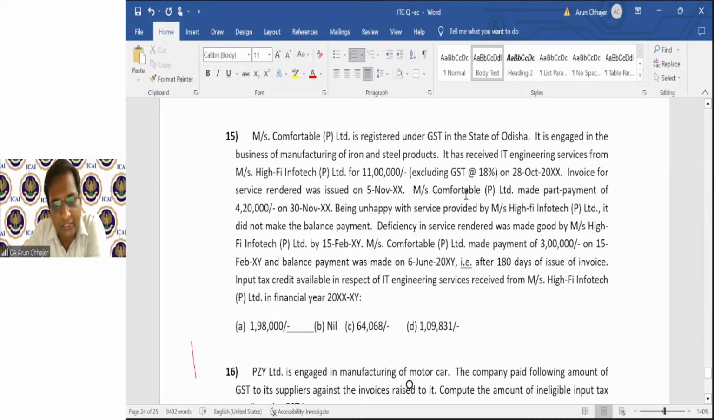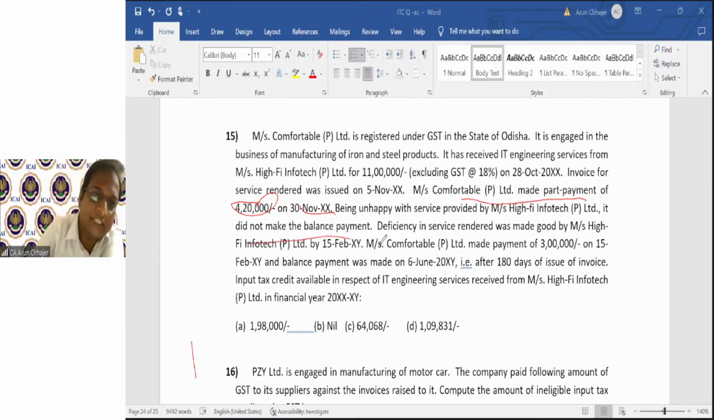Comfortable Private Limited is registered in the GST in the state of Odisha. It is engaged in the business of manufacture of iron and steel product. It has received the IT engineer service from Hi-Fi Infotech Private Limited of 11 lakh, excluding the GST. Invoice for service rendered was issued on 5th November. Messrs Comfortable made the part payment of rupees 4,20,000 on 30th November 2020. Being unhappy with the service provided, he has not made the balance payment.